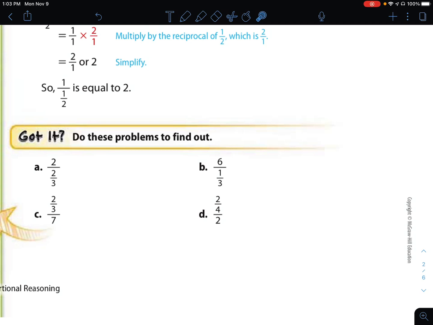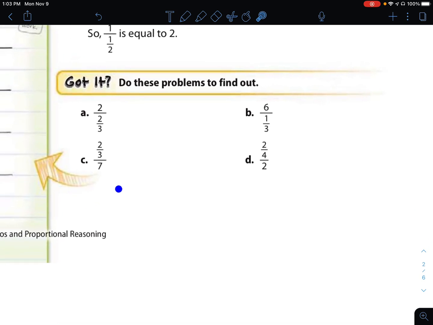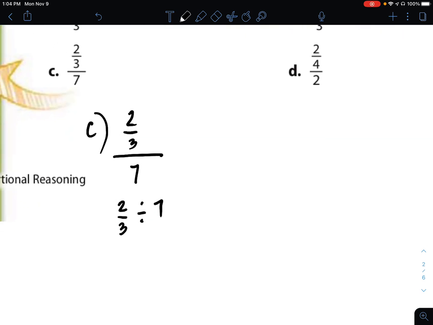Letter C. I'm going to do letter C here. I'm going to copy it down. I have 2/3 over 7. Now, if you notice, I am emphasizing my main fraction bar so that I know how to write it as a division problem. So 2/3 divided by 7, or 2/3 over 7, is the same thing as 2/3 divided by 7. Okay?